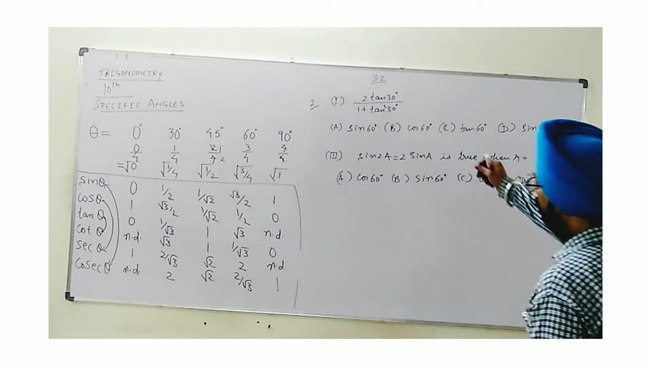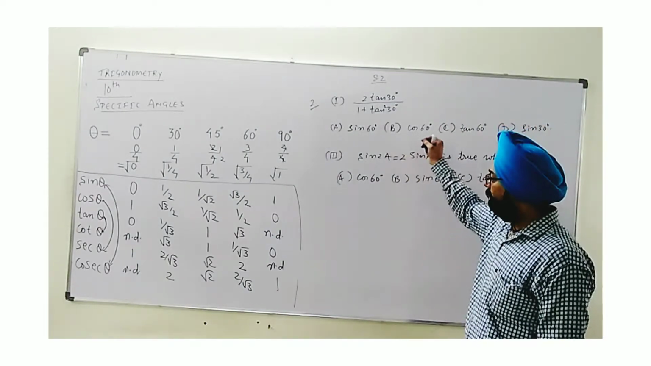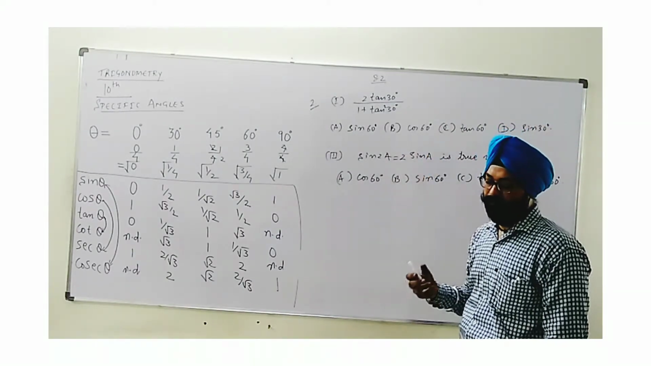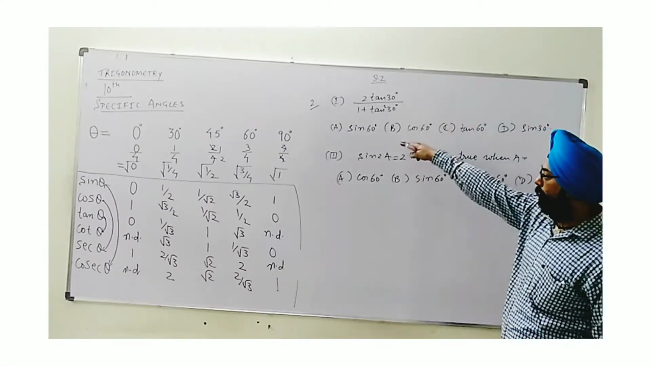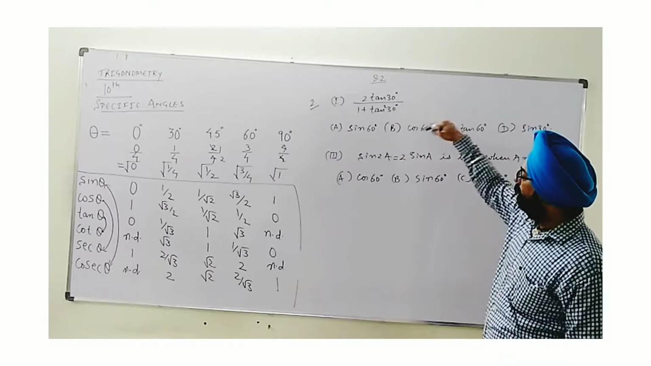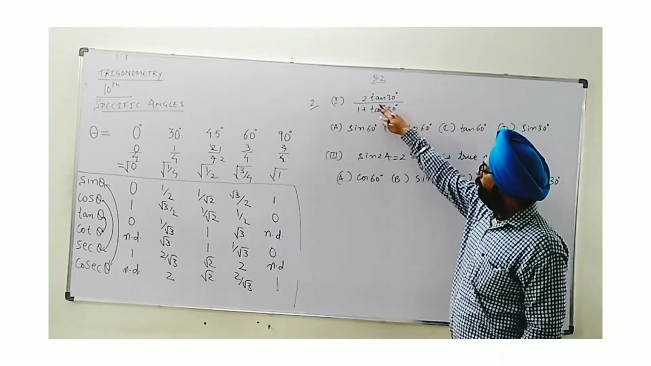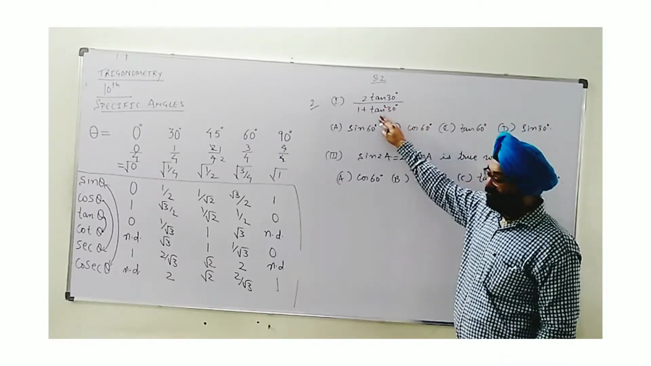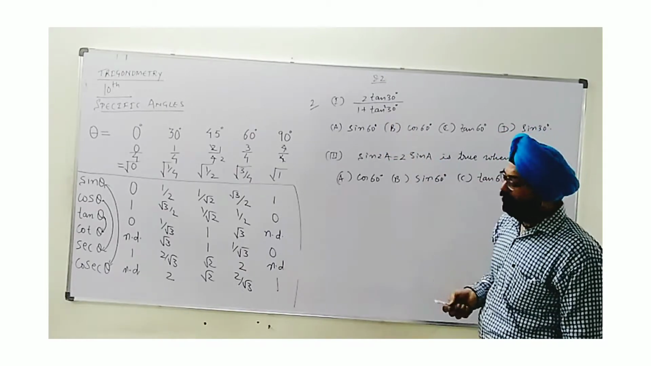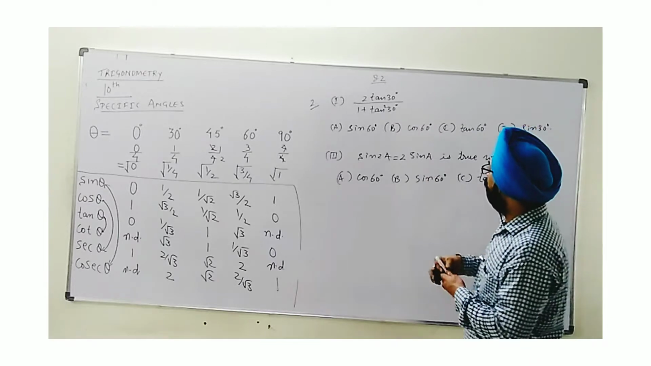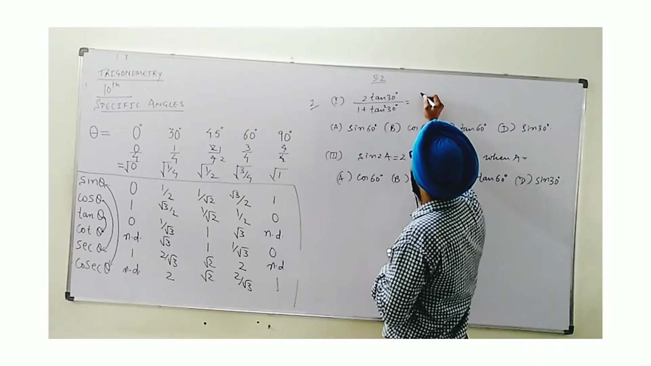Now, question number 2 is given, containing objective type questions, where we have to choose the correct option out of A, B, C, D. Out of these, first we are given twice tan 30 upon 1 plus tan square 30 degree is equal to which one of the following? For that we have to simplify by putting the values. First of all we will simplify this given expression.